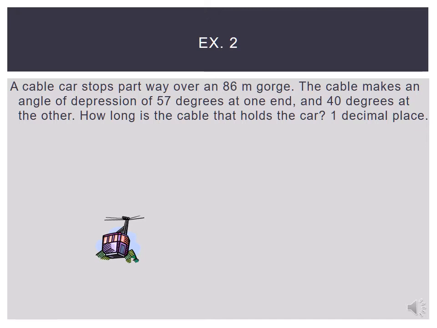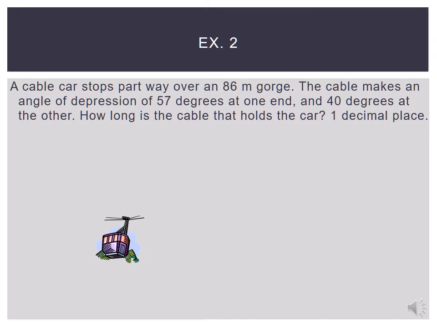Example number 2. Again, you can pause the video if you want to copy down the question or just do the picture and the solution. A cable car stops partway over an 86-meter gorge. The cable makes an angle of depression of 57 at one end and 40 degrees at the other. How long is the cable that holds the car? And we want 1 decimal place.